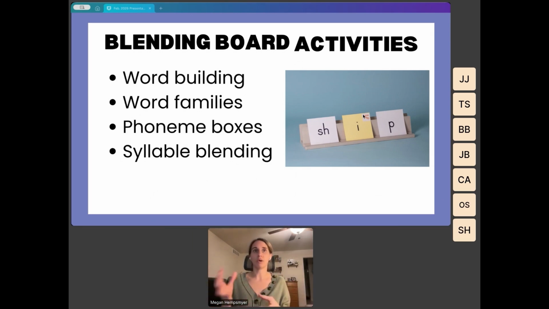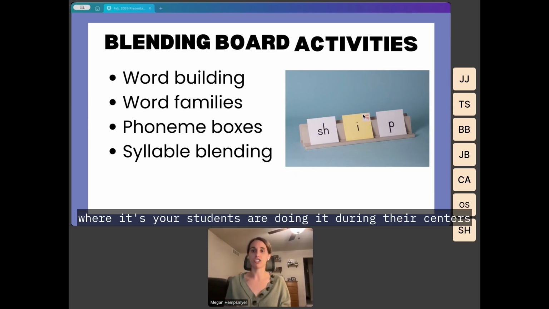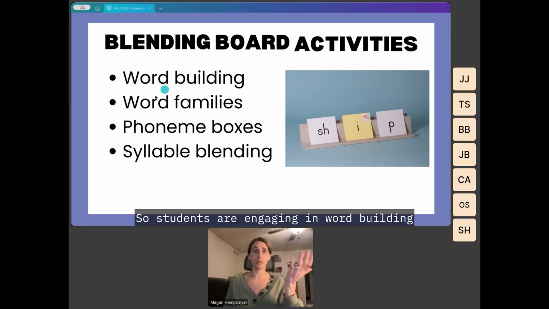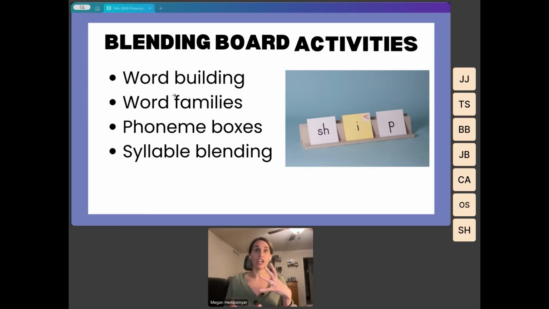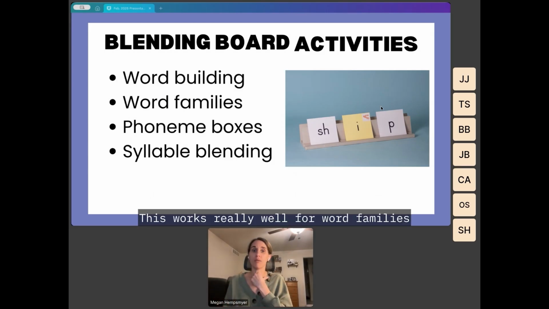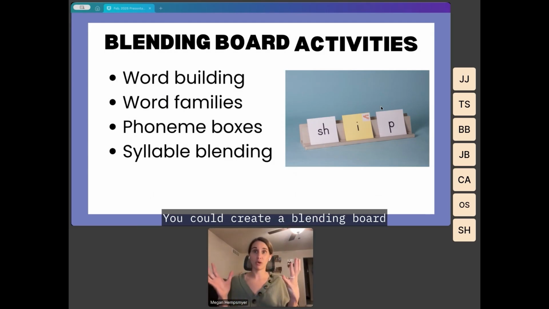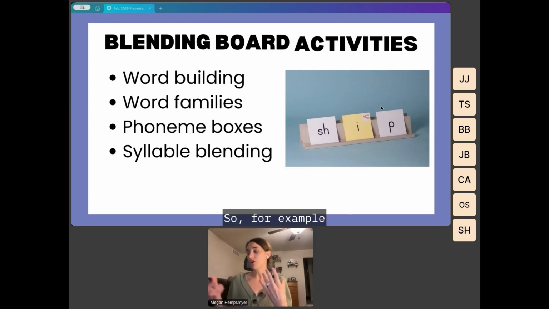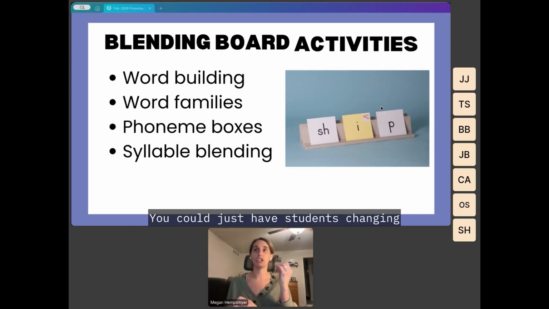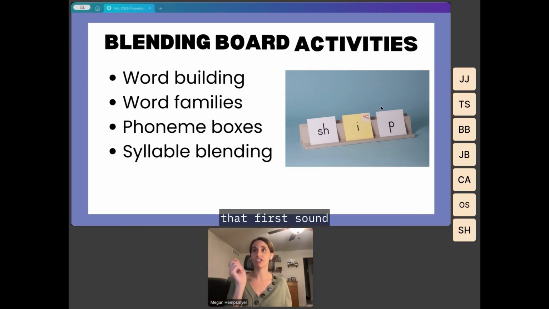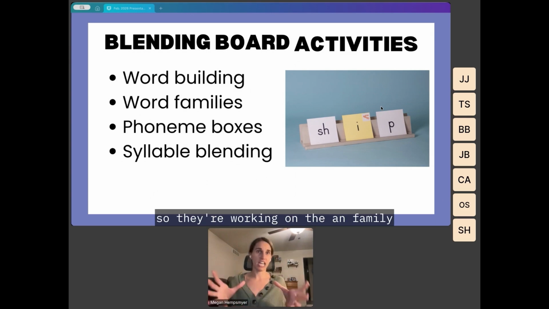So you could set it up where your students are doing it during their centers. So students are engaging in word building and they're practicing during their center time. They're able to manipulate the words and create them themselves. This works really well for word families. You could create a blending board that has a word family. So for example, I had the MAN as the beginning, and family, you could just have students changing that first sound. So they're working on the and family.